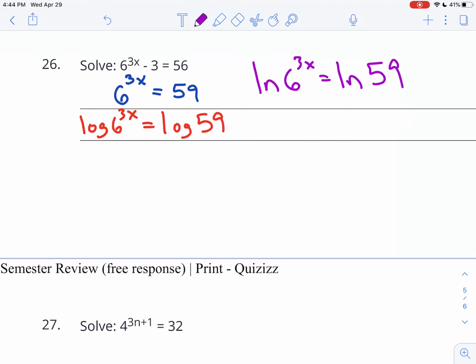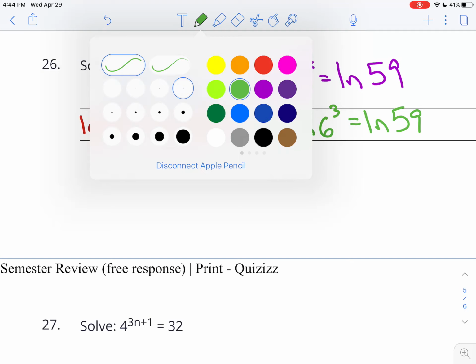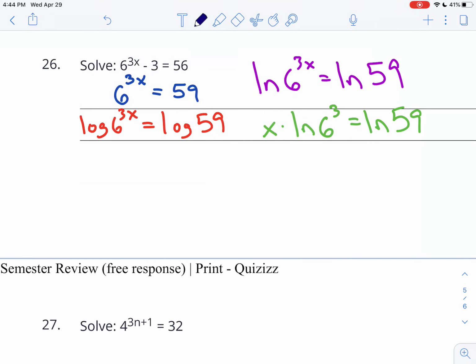Now, there is also a choice to be made right here. Our goal is to get the x by itself. And so it is possible to just bring down the x in front using our power property, like we did in the other problems. Some people choose to bring down the entire 3x, and you can still get the right answer doing that too. To me, this one is just a little bit less work, but there's not a single correct way to do it. So now we can just divide both sides by log of 6 to the third, or you can even make that 216 if you want to.